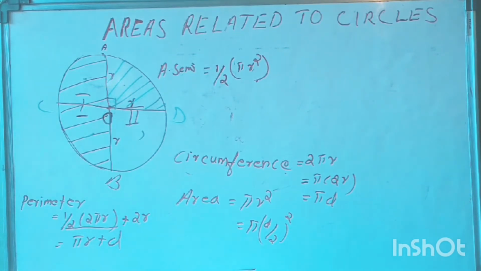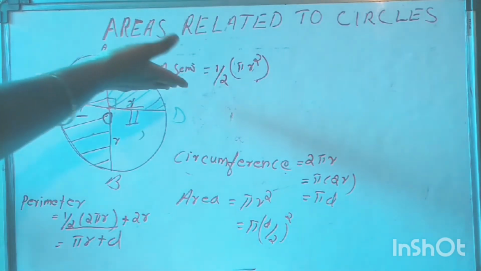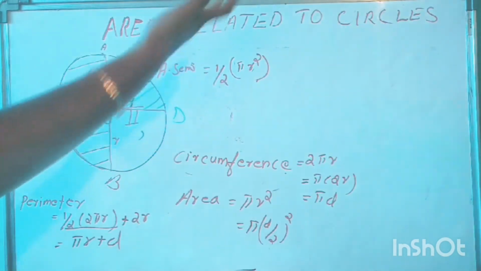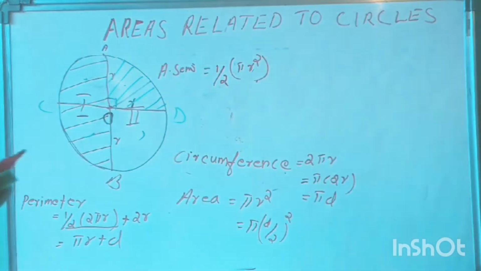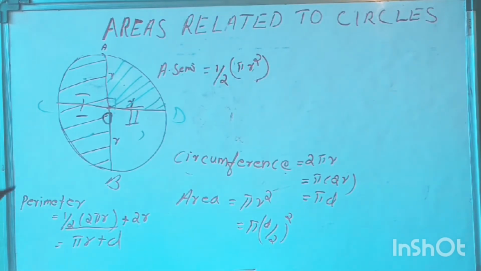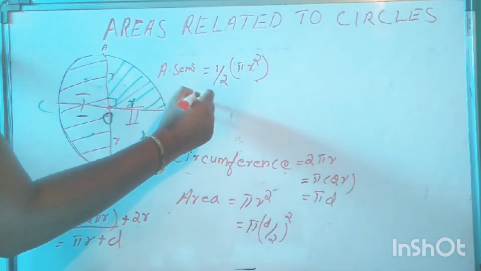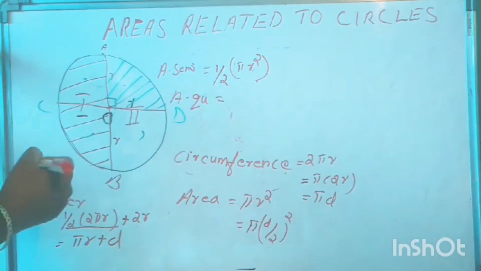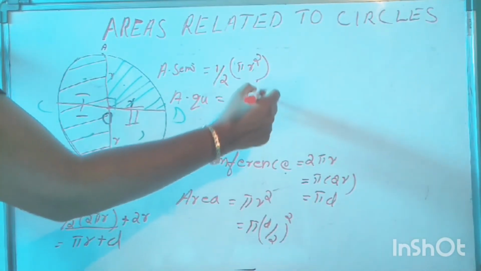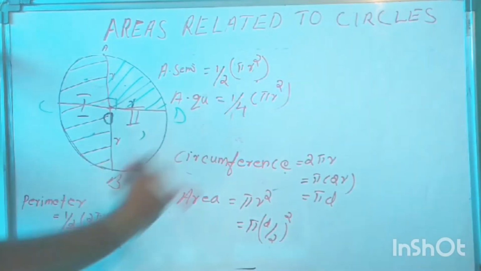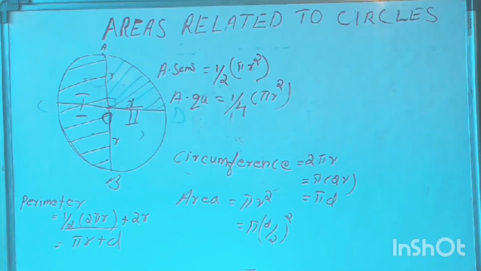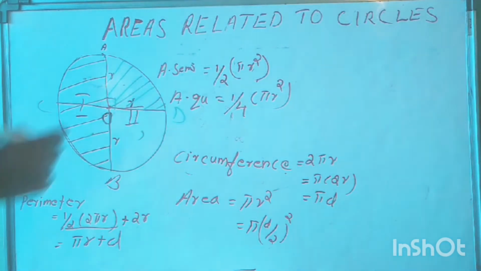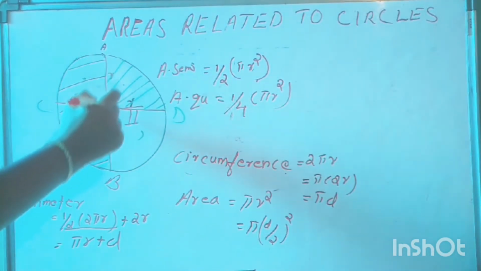Now what is the area of a quadrant? The area of a semicircle is half into the area of a circle. The area of a quadrant is equal to 1 by 4th of the area of our circle. Now perimeter. For the perimeter, here also consider this portion AOD.